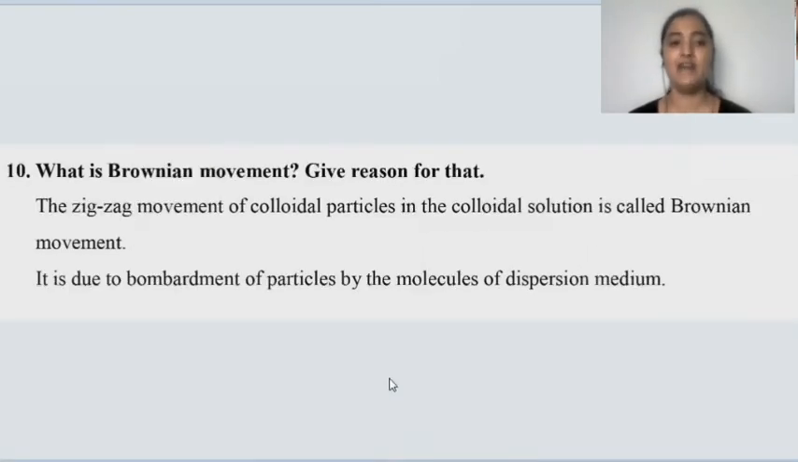Okay, now children, let us consider the next question, that is the 10th question. It is asking what is Brownian movement, and give reason for it.